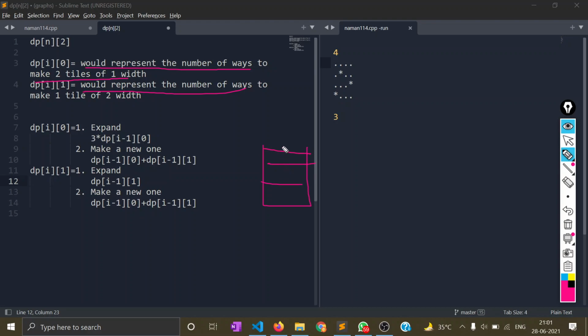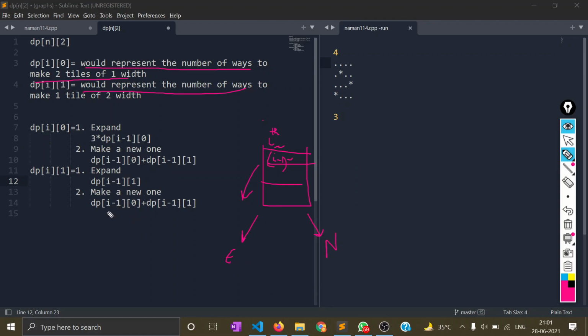It doesn't really matter what the state of the i minus one position is if we are considering the ith position, right? Oh, sorry. If we are considering the ith position, it really matters what the state of the i minus one position is. For the new-tile case, it doesn't really matter, because we are interested in just the ith one. And there are these two cases. We can expand or we can make a new one.